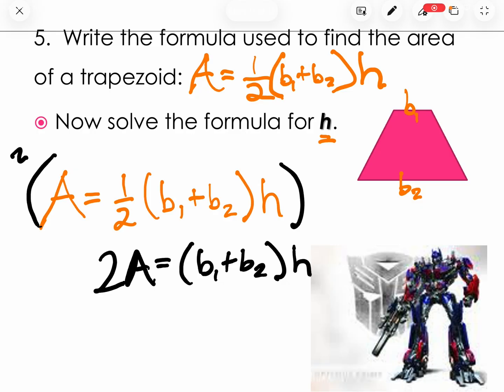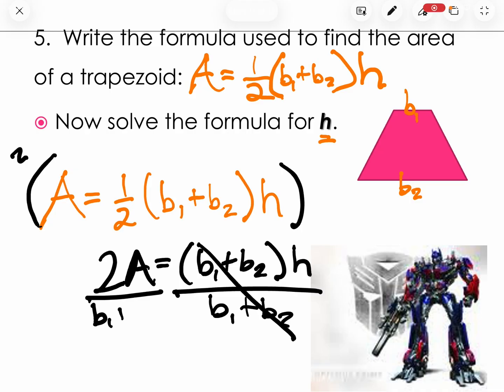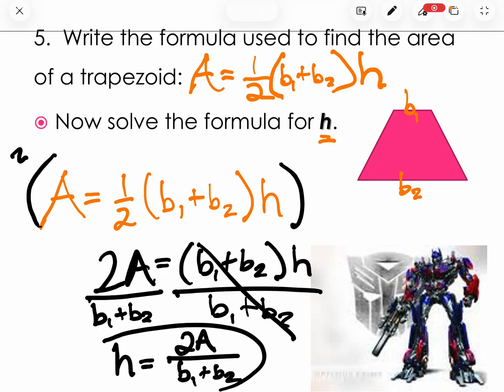What am I going to do now? I got to get rid of that b1 plus b2. Remember, that's just a number. It's written with whatever these two are. Add them up. But I need to divide by b1 plus b2. So that cancels. What I do to one side, I got to do to the other. And when I start writing it down there below, I don't have to have it in parentheses anymore because that fraction bar acts like parentheses. It says, hey, h is 2 times the area over the sum of the bases.